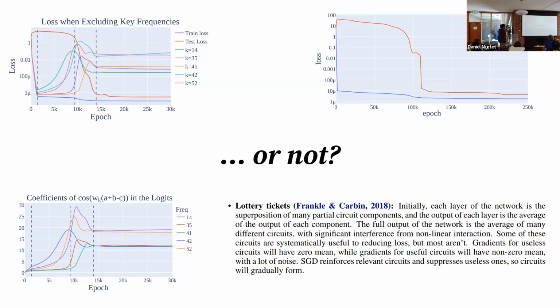Again, if you look at this other type of progress measure, things look kind of smooth. Here you don't even see the initial memorization phase really. Everything just looks continuous, looks differentiable.